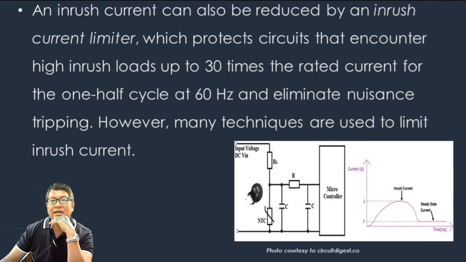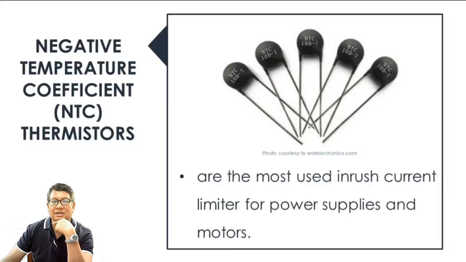So current can also be reduced by an inrush current limiter, which protects the circuits that encounter high inrush loads up to 30 times the rated current for the half cycle of 60 hertz. It also eliminates nuisance tripping. Many techniques are used to limit inrush current.